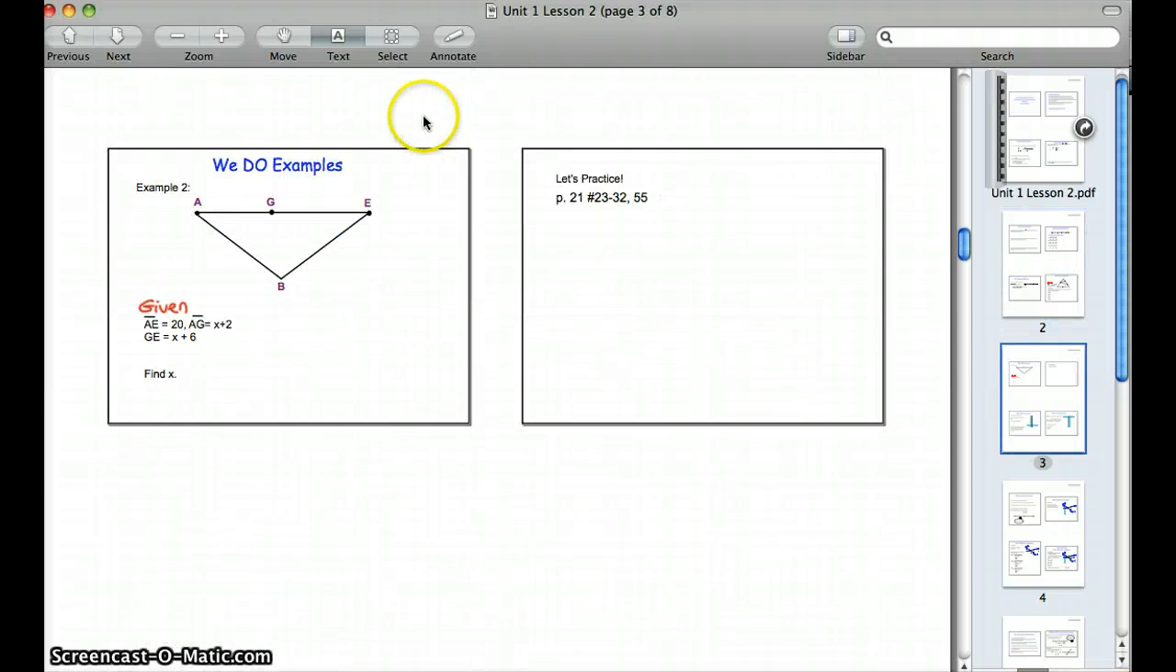All right, so now we do examples. So now I want you to go ahead and do this example on your own. Again, I will be collecting that on Tuesday.